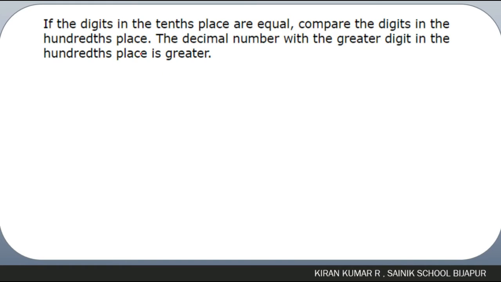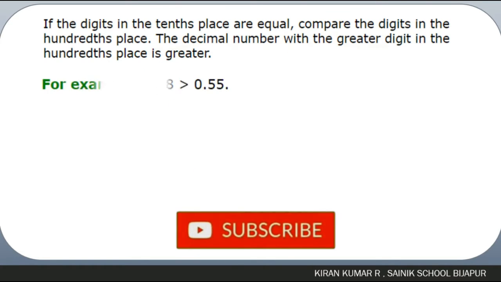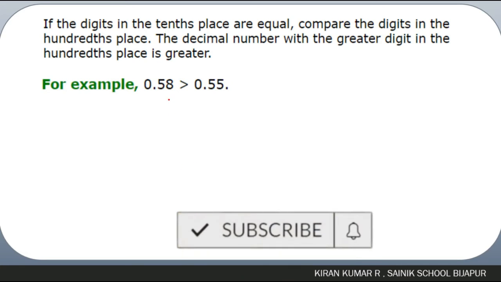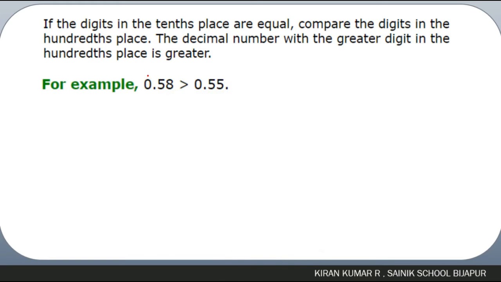Suppose if the digits in the tenths place are equal, we compare the digits in the hundredths place. The decimal number with the greater digit in the hundredths place will be the greater value. Look at this example. We have 0.58, 0.55. Here the whole part is the same. Tenths place is also the same. Now we will compare the hundredths place. 8 is greater than 5. That is the reason why 0.58 is larger than 0.55.